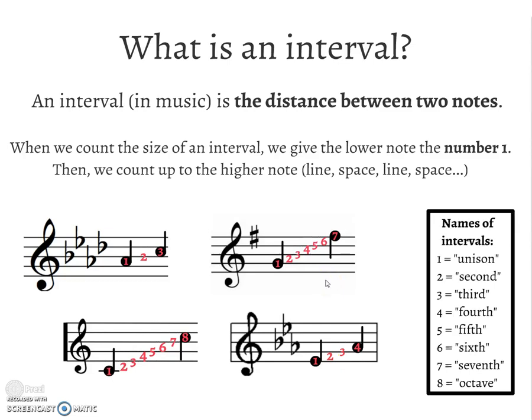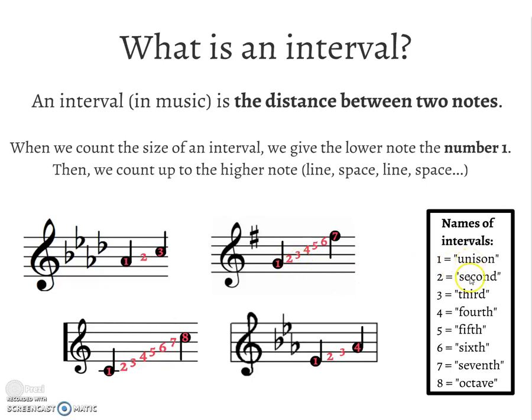Now we're going to deal with the names of the intervals. So every distance, whatever number you arrive at, it has a particular name. A distance of 1, which would be exactly the same note twice in a row. So on this one it would be if I had drawn this note and then I drew the same note again, we would call that a unison.